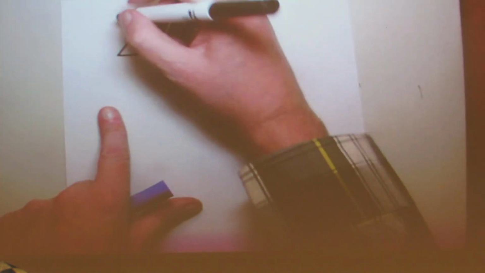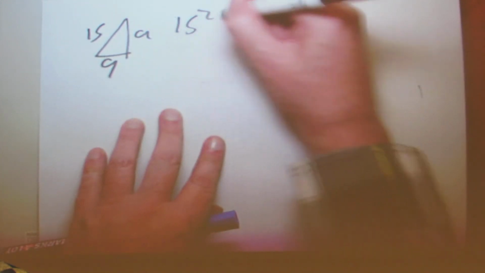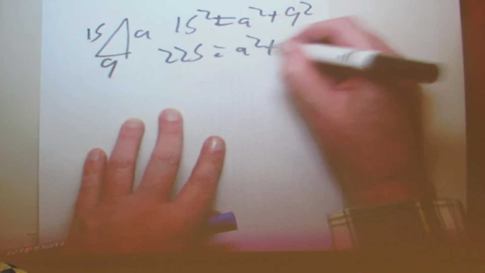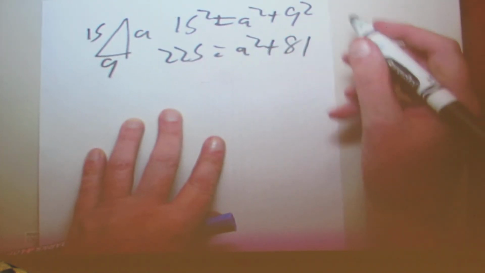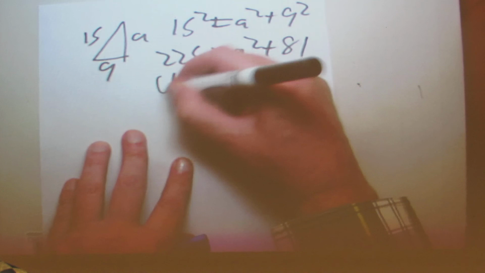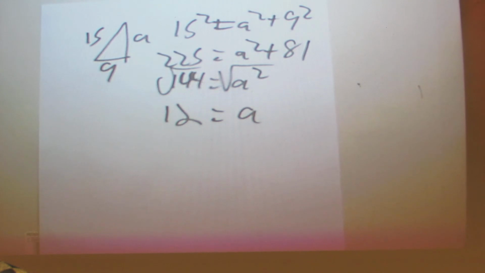And finally, you're going to be given a triangle. Let's say that the hypotenuse is 15, one of the legs is 9, and we need to find A. So 15 squared equals A squared plus 9 squared. 15 squared is 225 equals A squared plus 9 squared is 81. Subtract 81 from both sides. A squared equals 144. Take the square root of both. A equals 12.